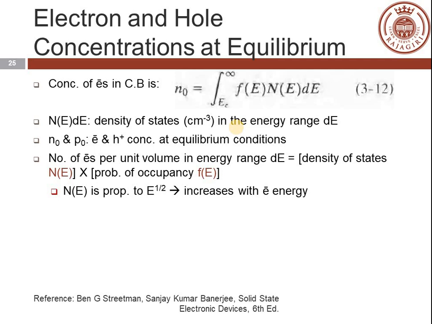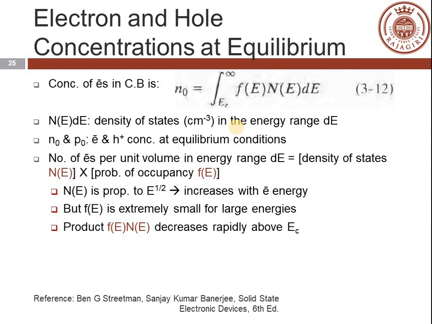Now this n of E is proportional to the square root of E. That means as energy increases, n of E should also increase. But f of E is extremely small for large energies. Earlier we have seen up to EF you are having some probability. Beyond EF the probability is 0. Even if temperature is greater than 0 Kelvin, that probability will be very negligible. So this f of E value is extremely small. So an extremely small quantity into a large quantity. So the product of f of E and n of E decreases rapidly above EC.